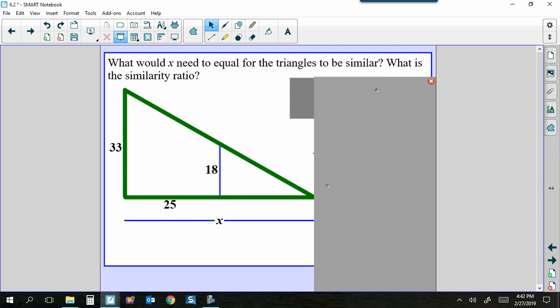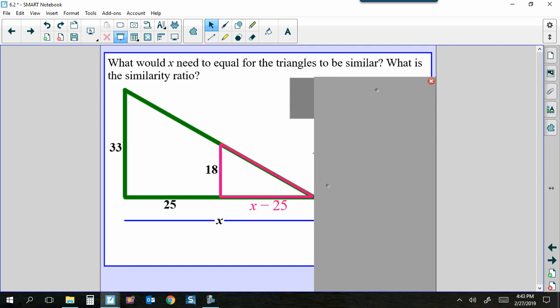Then I draw a second triangle, my smaller triangle, and I know 18 is the height, and then I have to look at, ooh, what's the width? Well, it's the total width, x, take away that 25 part because we don't need it. So it's x minus 25. So now I can really see exactly what it is I'm trying to compare here.